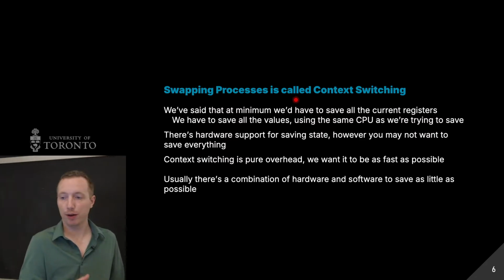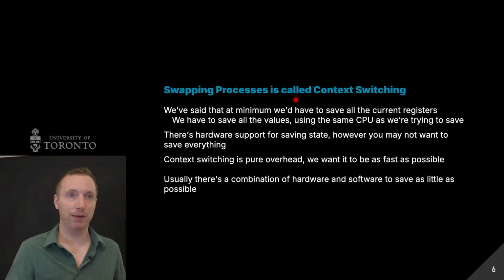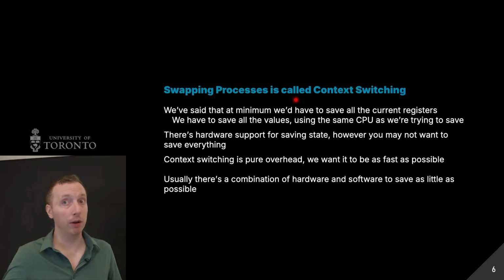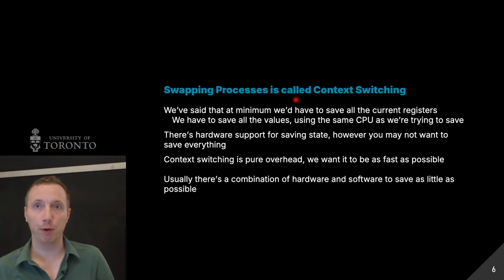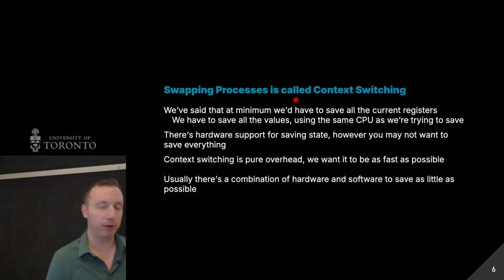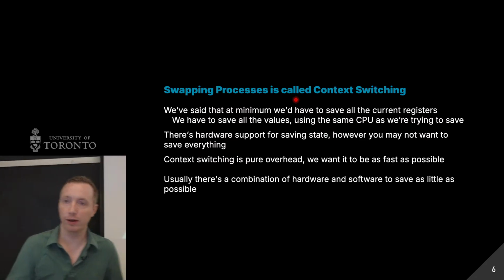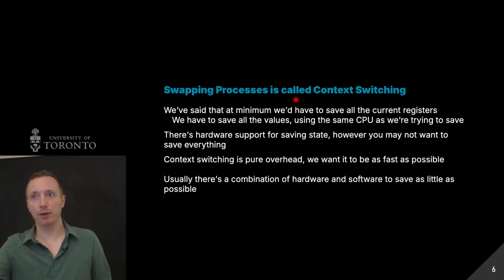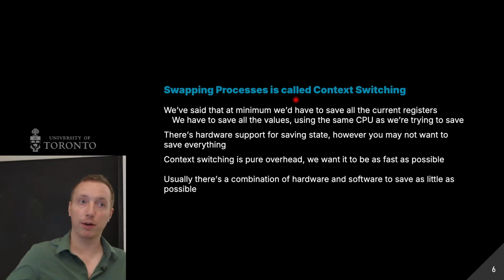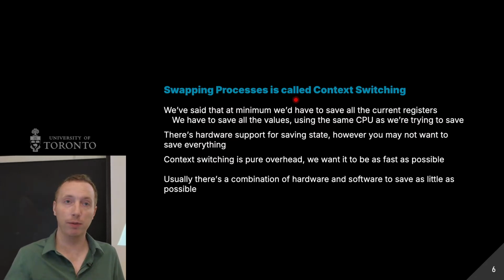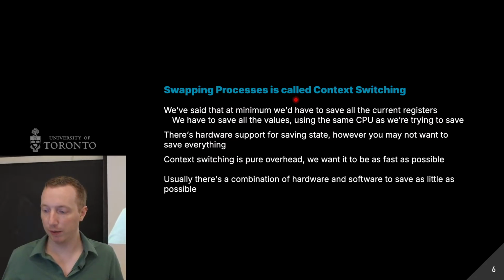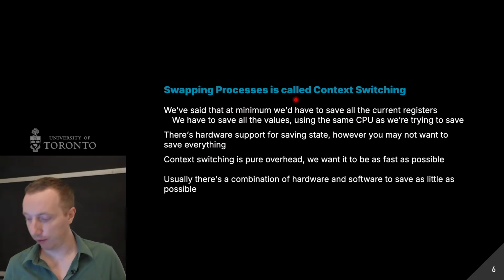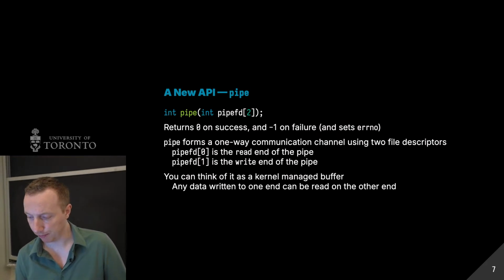Sometimes you can use a combination of hardware and software to save as little as possible. For example, if your process doesn't use floating point registers or doesn't do floating point operations at all, there are special floating point registers on your CPU, so if the kernel's smart enough to know that you don't use them, it might just not save them as part of switching processes. That saves it a bit of time in order to get this down to be as fast as possible.